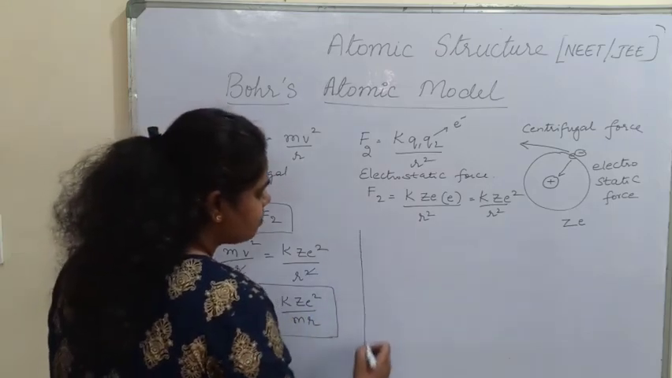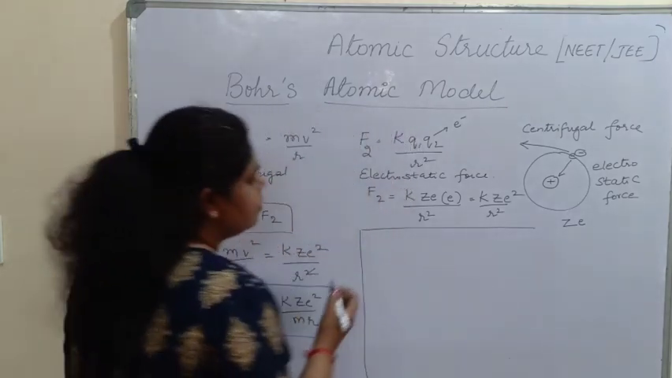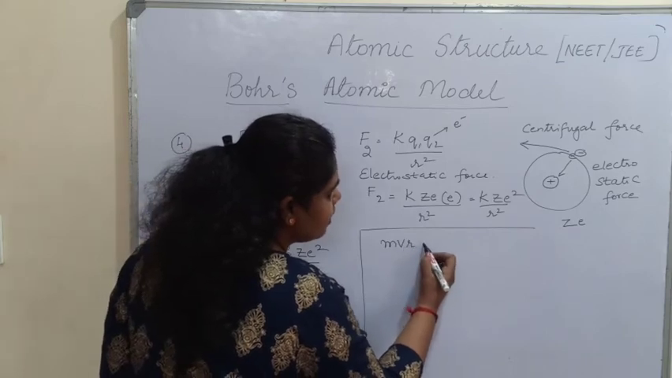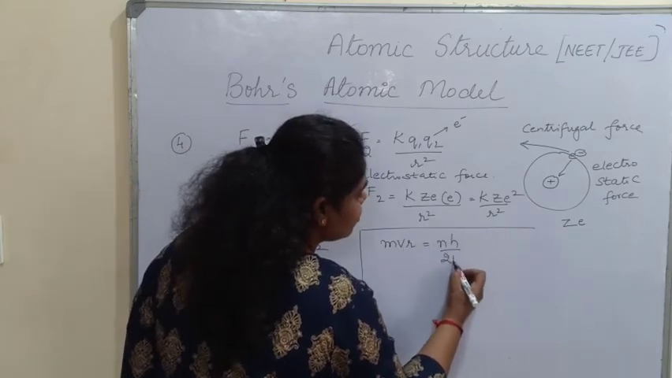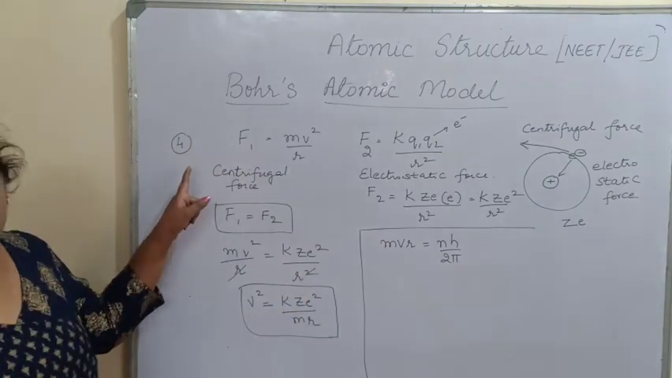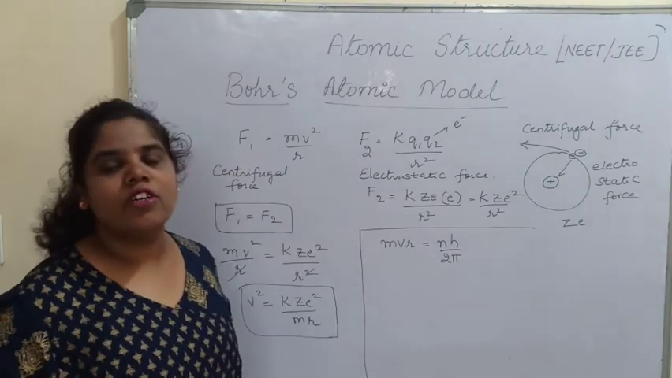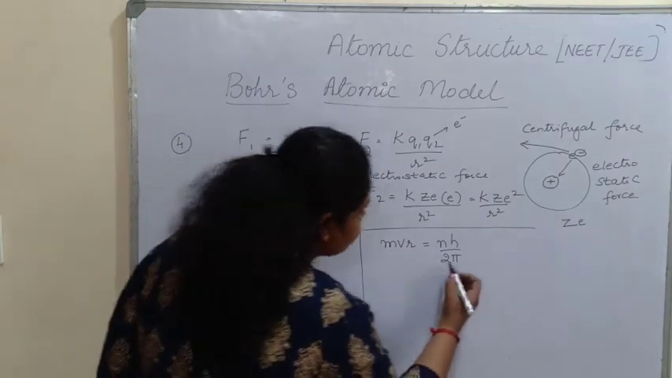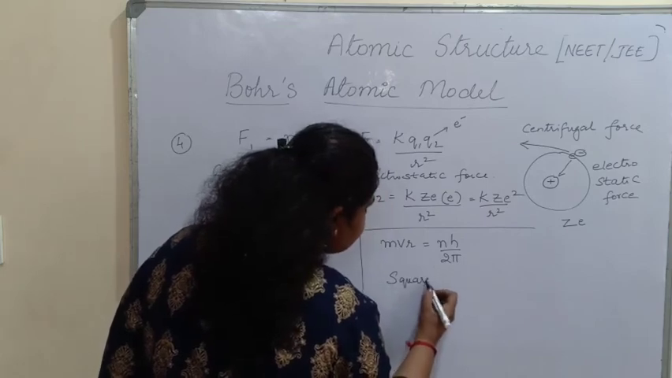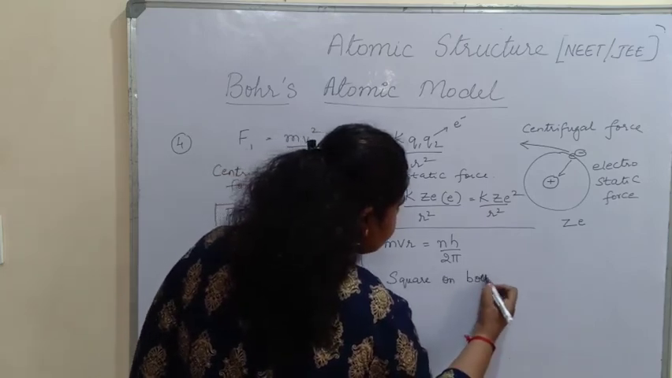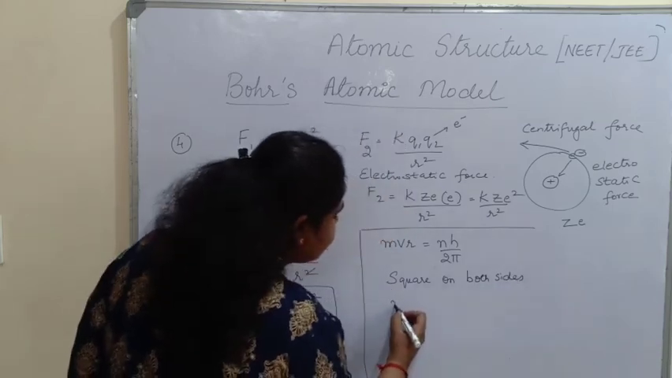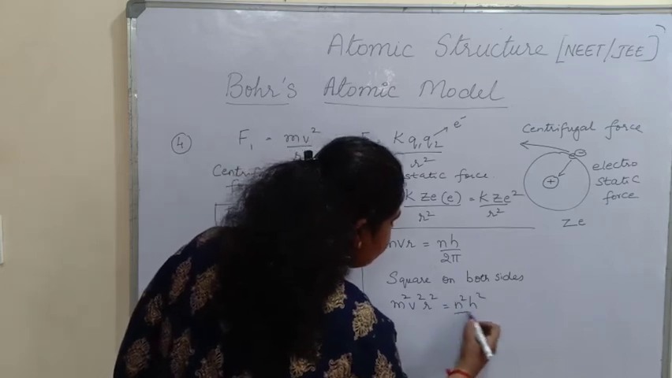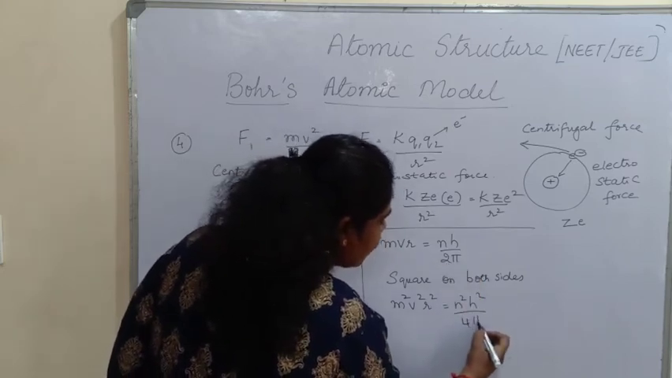Now, what Bohr has said is that angular momentum is mvr, and mvr is equal to nh by 2 pi. This is what we wrote in the third point, isn't it? What Bohr said is angular momentum is equal to nh by 2 pi. Now let us square this on both sides. What you will get is m square v square r square is equal to n square h square by 2 pi square, that is 4 pi square.